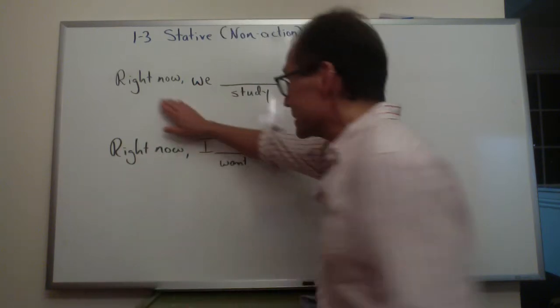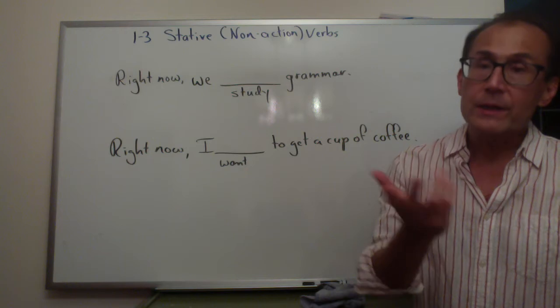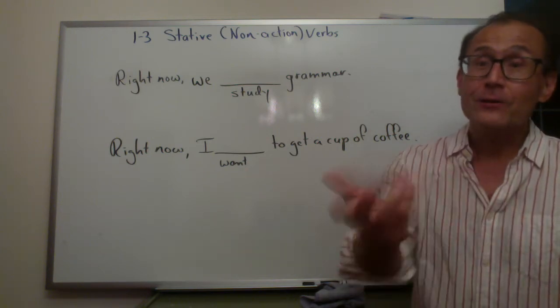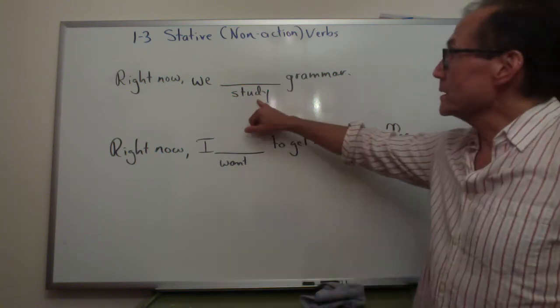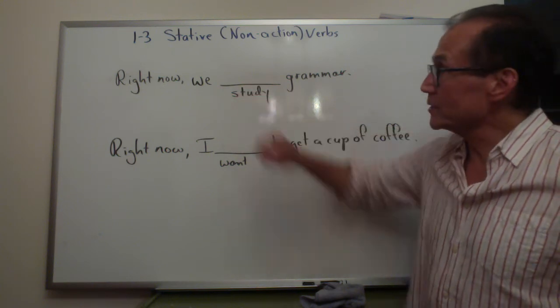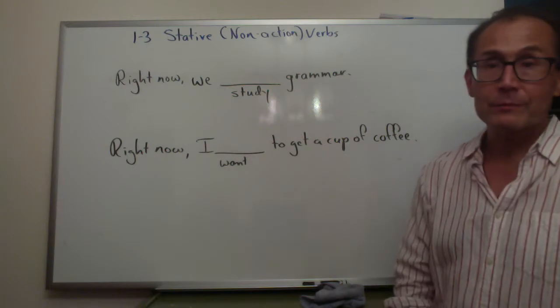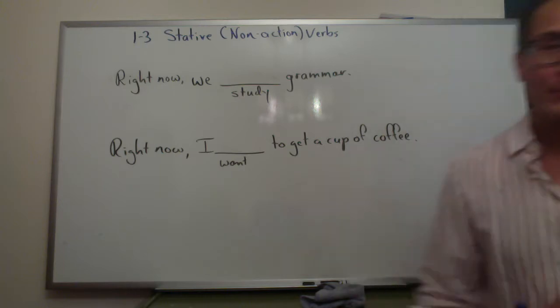First, look at this sentence. Right now, we blank study grammar. Take a minute and think. Or, if you're watching this with somebody, talk to the person next to you, because that's even better. What form of study should we write here? Right now, we blank study grammar. You can pause if you want some more time to think. Okay, here we go.